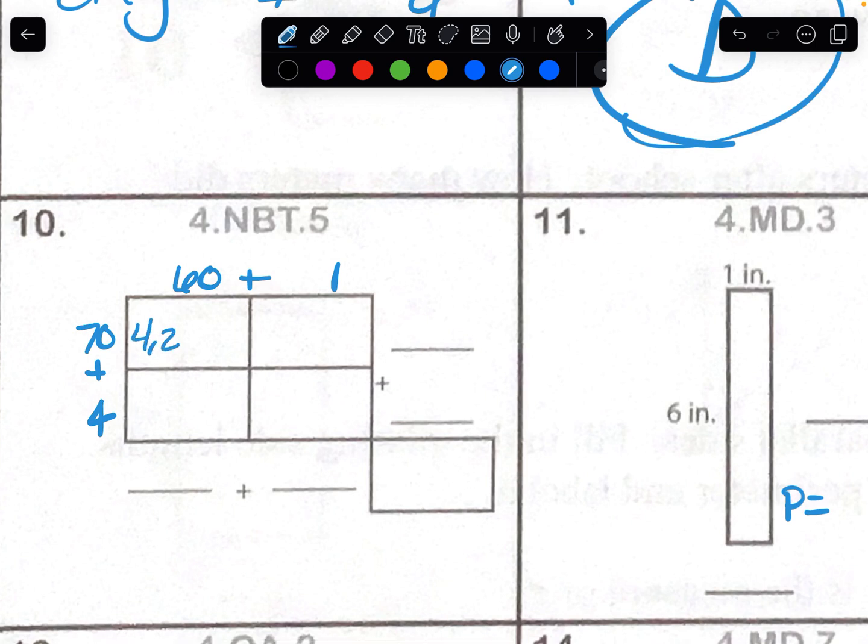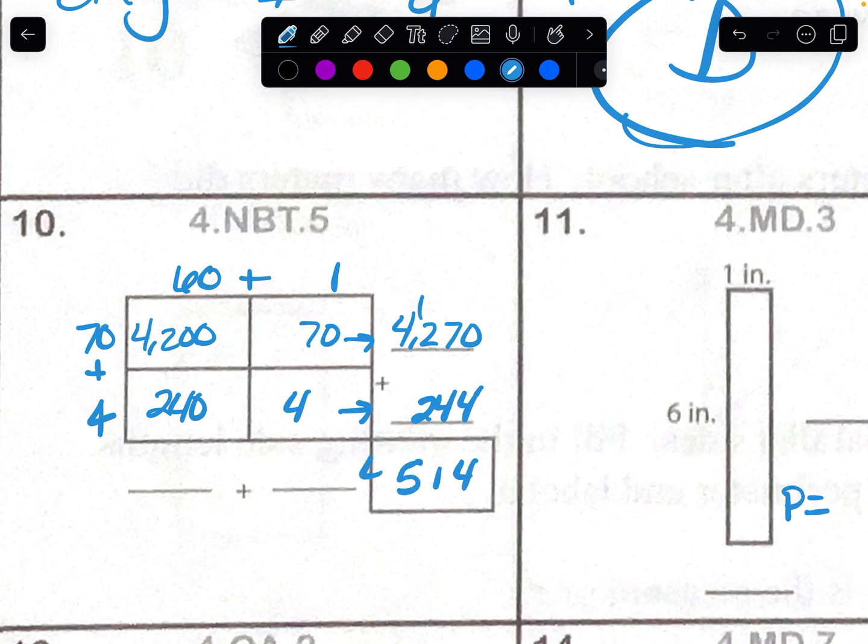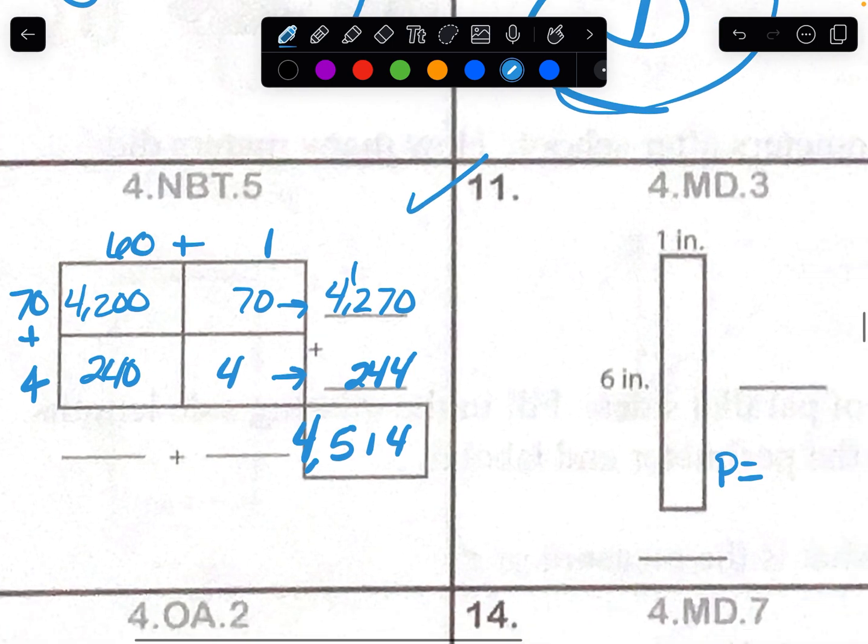All right, number 10, they're using the matrix model, but the matrix model is just the area model. So we go ahead and multiply. We can add straight across for 4,270, 244, and then you add them up for 4,514 is the product.